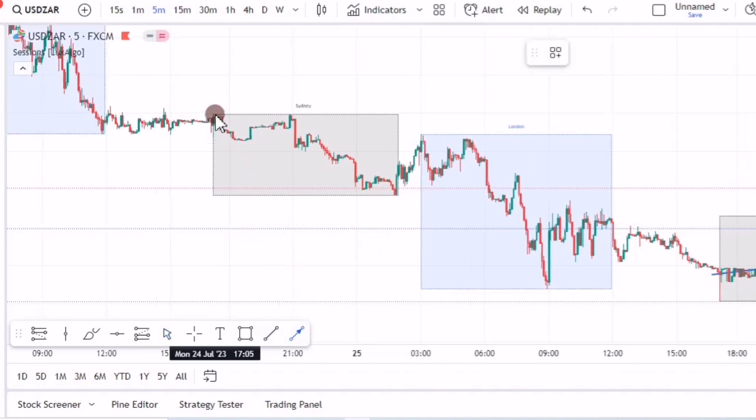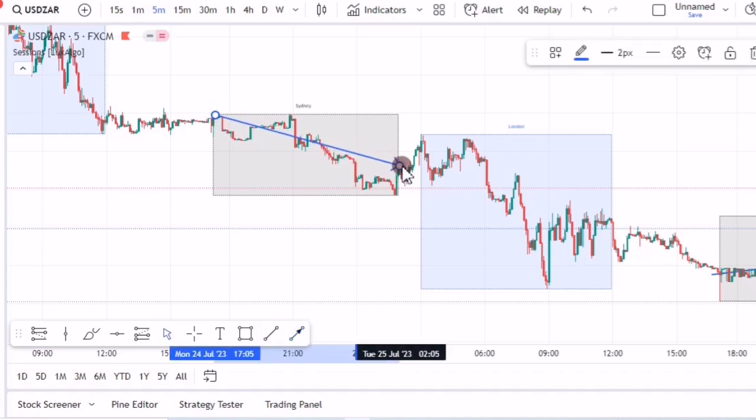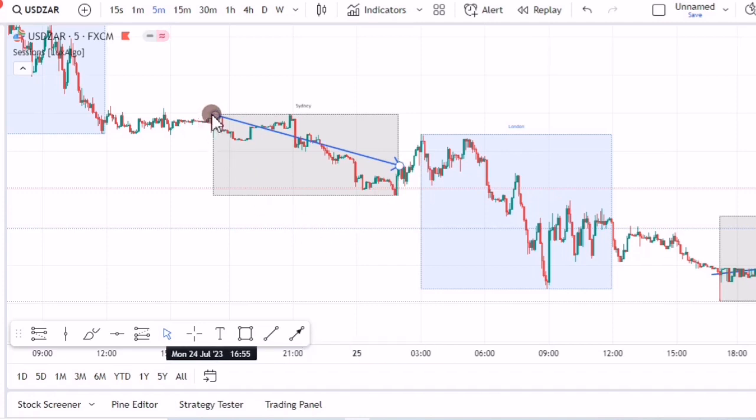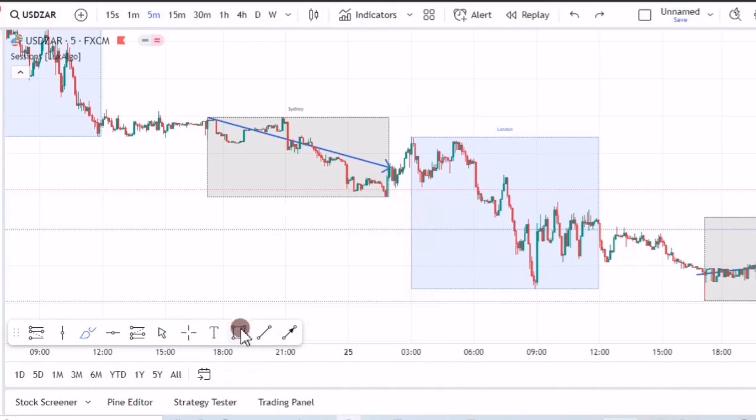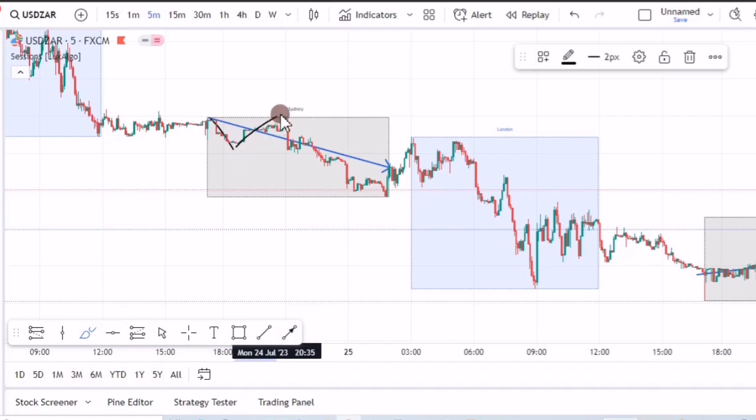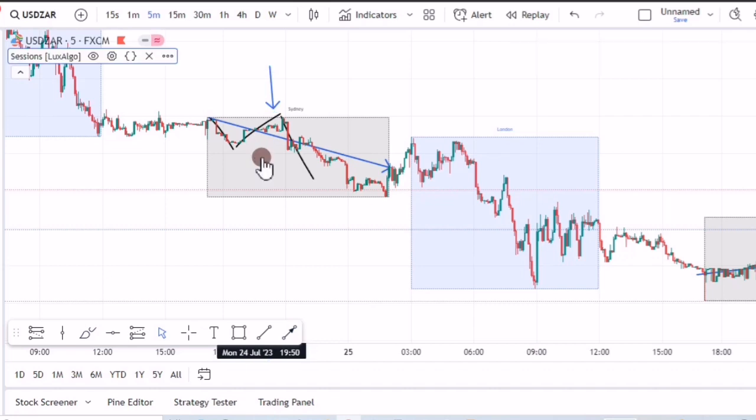First thing, you mark the starting point of Sydney, you place it to the ending point of Sydney, and then you see that price is on a downtrend. If price is on a downtrend, you are looking to sell on London. If you take a close look, you see that on Sydney, price starts by spiking down, and then it spikes up, and then it spikes down. So for you is to maybe find the sell entry there.